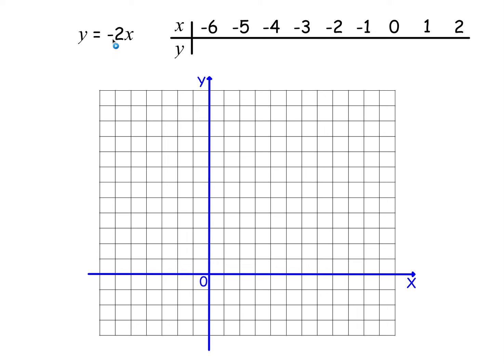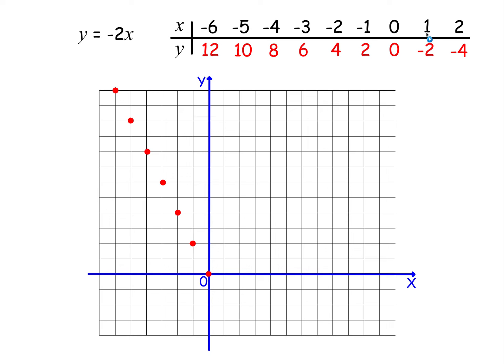So here's y equals -2x. That is, you take the x coordinates and you multiply by -2, and it gives you the y coordinates. -6 multiplied by -2 is +12. -5 multiplied by -2 is +10, and so on. You multiply 0 by -2, you get 0. You multiply 1 by -2, you get -2. That set of points, (-6, 12), there it is. (-5, 10), (-4, 8), and so on. The line is a straight line.